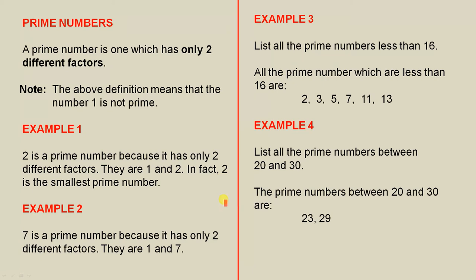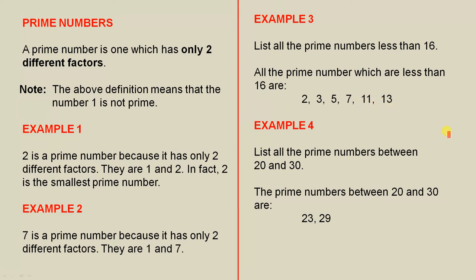Example 2. 7 is a prime number because it has only two different factors. They are 1 and 7. Example 3. List all the prime numbers less than 16. So all the prime numbers which are less than 16 are 2, 3, 5, 7, 11 and 13.